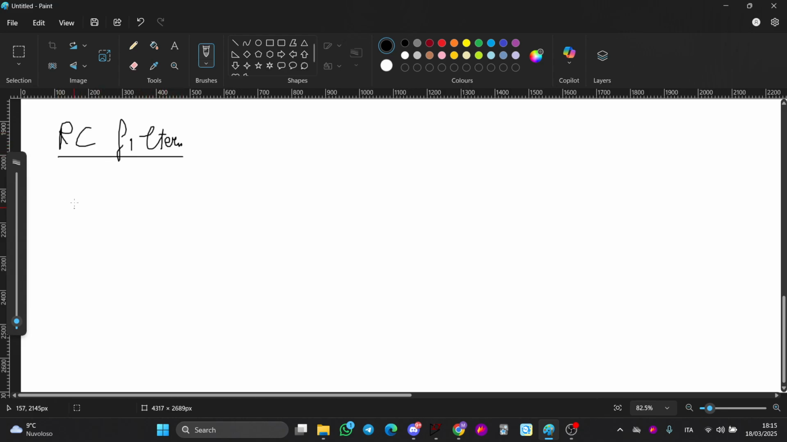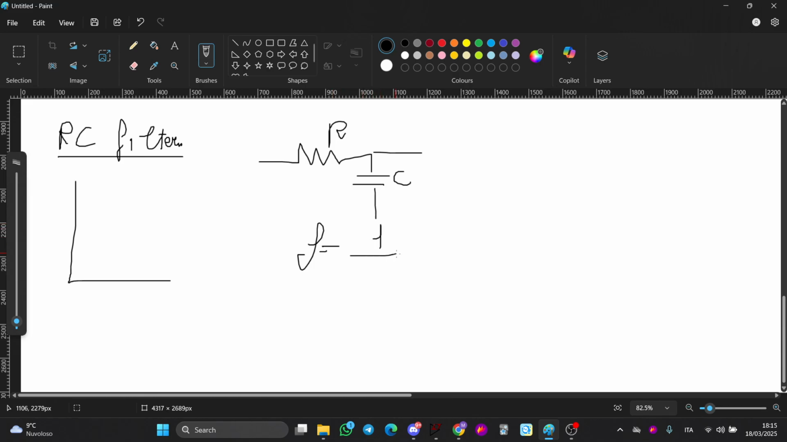So, RC filtering. Now, you do know that RC filtering is something as simple as this. You have the R, you have the C, and the frequency is 1 over 2 pi RC. And that's it. You may think that it's that easy, but in reality it's not.